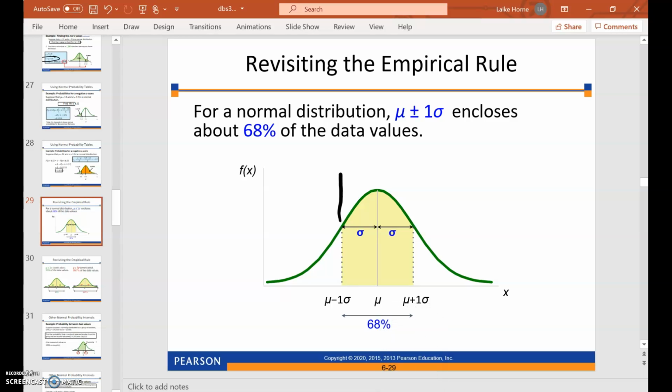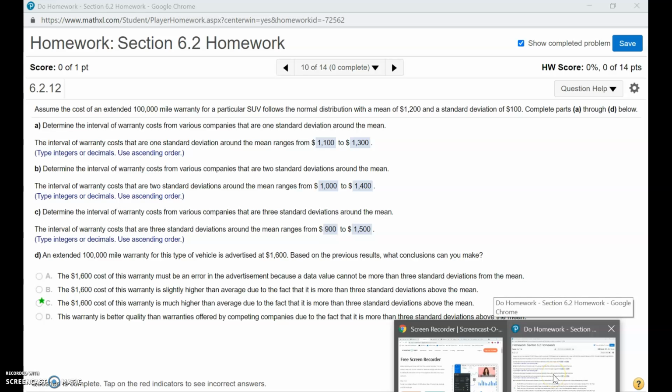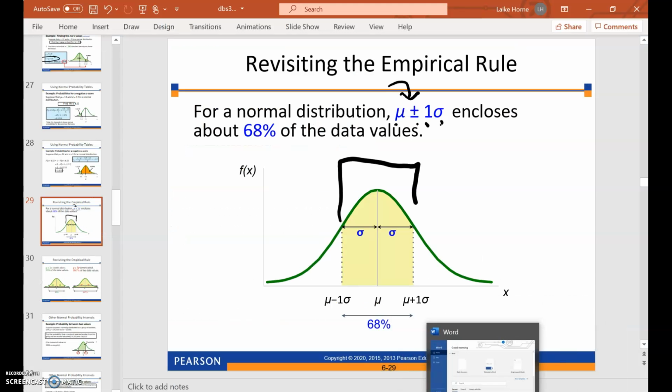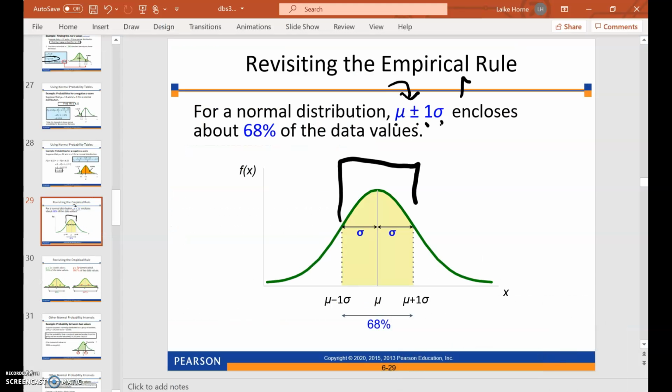So here is going to be our interval. We're going to take the mean and add 1 times the standard deviation, and we're going to take the mean and subtract 1 times the standard deviation. Here the mean is 1,200 and the standard deviation is 100. So down here, here's 1,200.